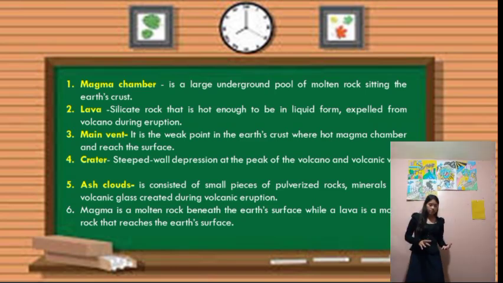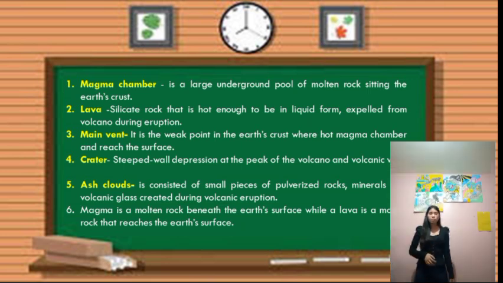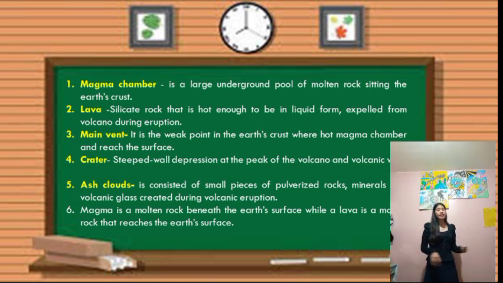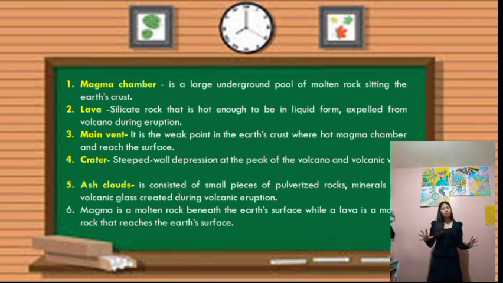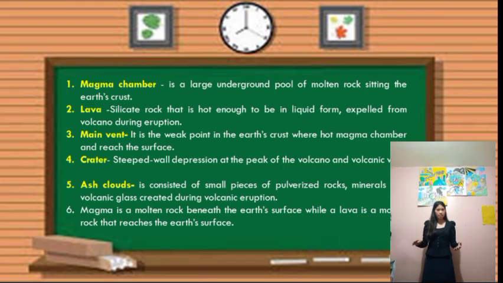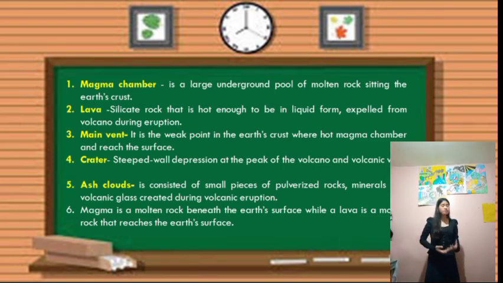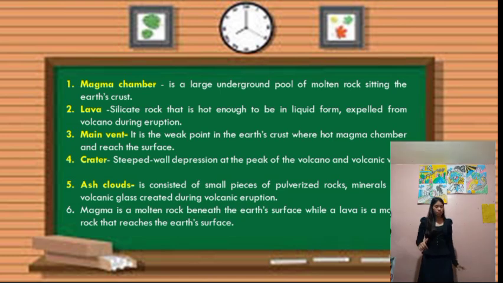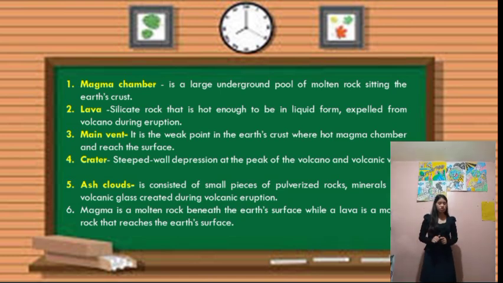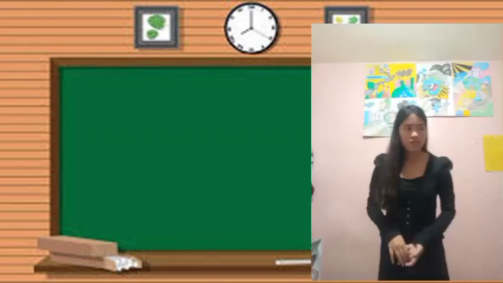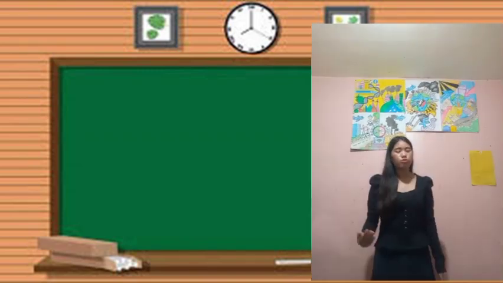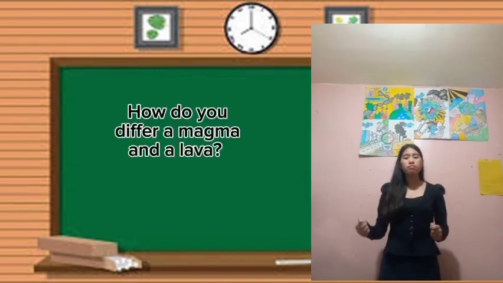Now, the ash cloud consists of small pieces of pulverized rock, minerals, and volcanic glass created during volcanic eruptions. Understand? Okay, thank you. So now, the last one is the magma. So I know everyone here is very familiar with magma, right? Yes, very good. So a magma is molten rock below the earth crust. I have a question for all of you. So how do you differentiate a magma and a lava?